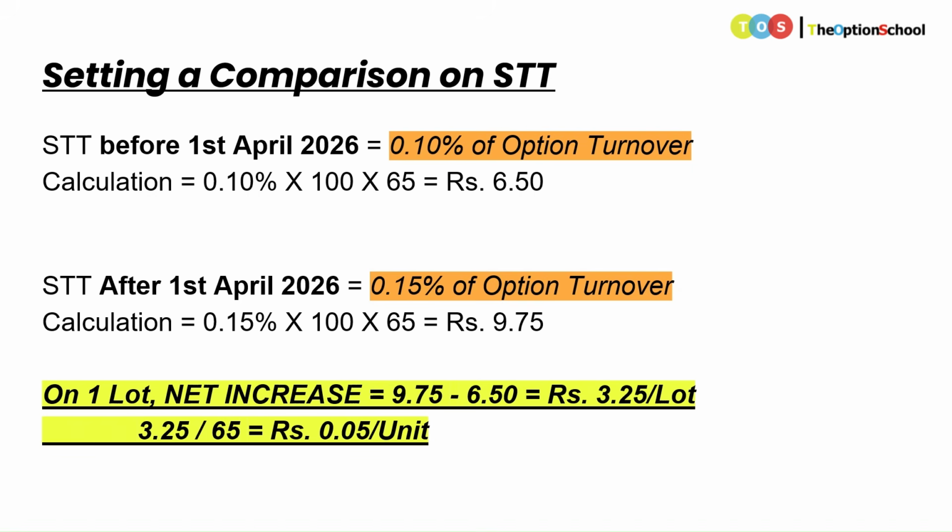So here I am making a one-to-one comparison that STT before 1st April 2026 is 0.1%. So on 100 rupees worth of a call or put, it will be 6 rupees 50 paisa. Obviously it will change if the premium of the option is different, right? And again, if we compare what will happen after 1st April, it will be 9 rupees 75 paisa. So net 9.75 minus 6.5, 3 rupees 25 paisa per lot will be the difference, which comes to around 0.05 per unit. Yes, charges look very high, but if you see per unit calculation or per lot calculation, it may not be extremely high that it becomes something which stops us from doing any good trades.